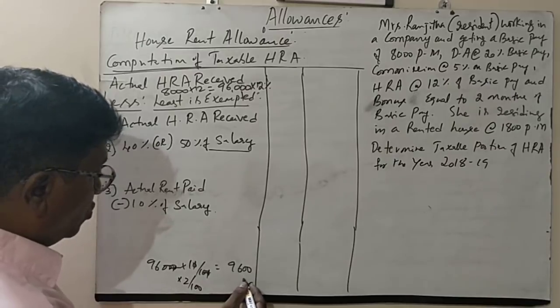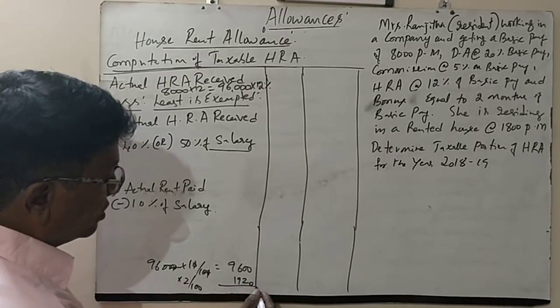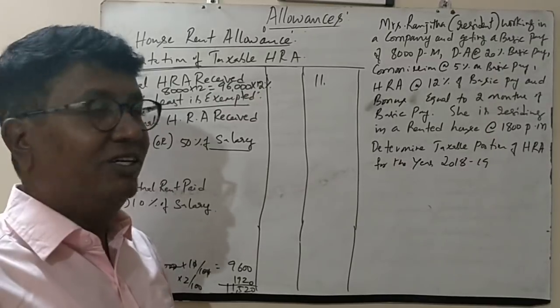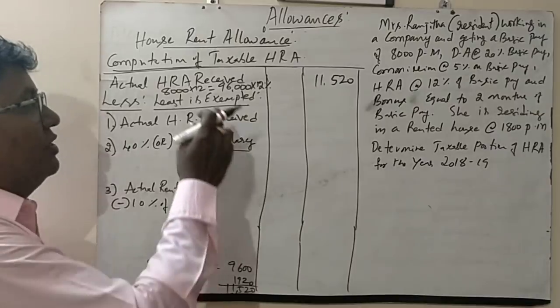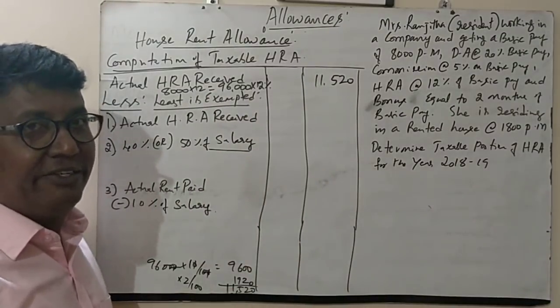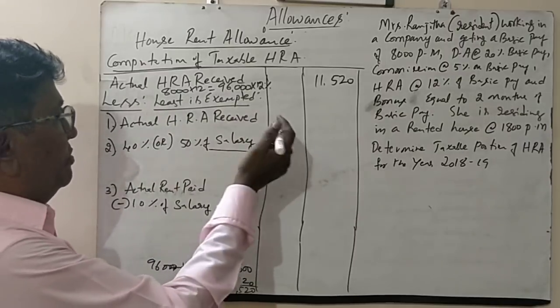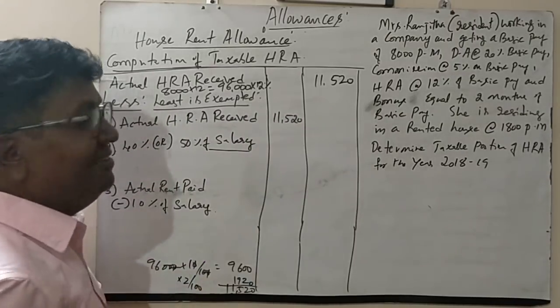So it comes to 11,520. Now this is the actual HRA received by the employee from the company. Now the least is exempted. We'll take it as 11,520 as it is.